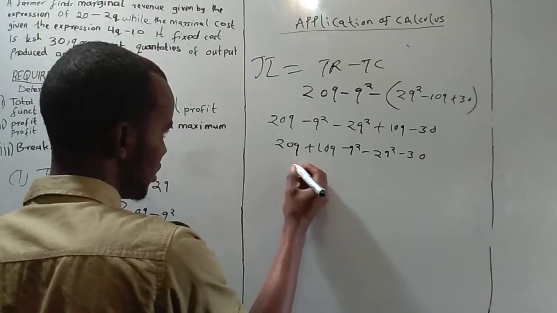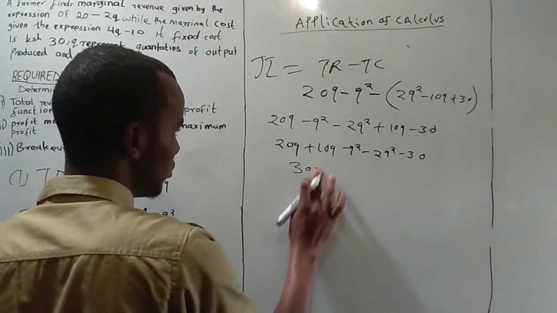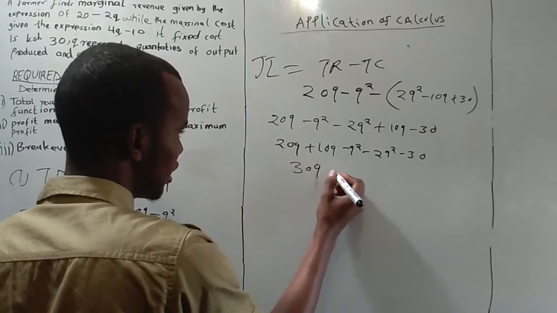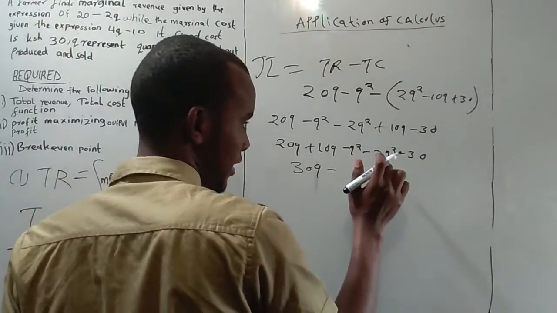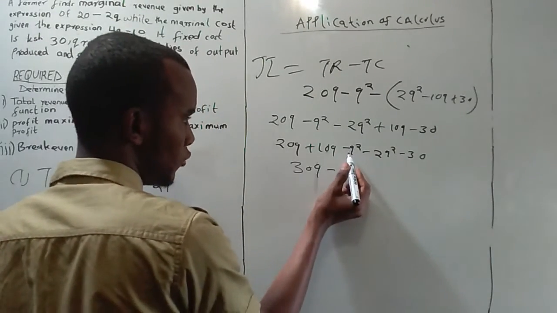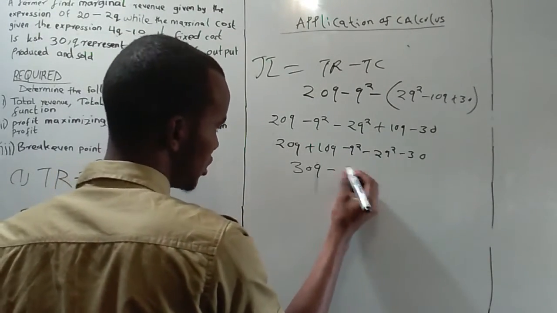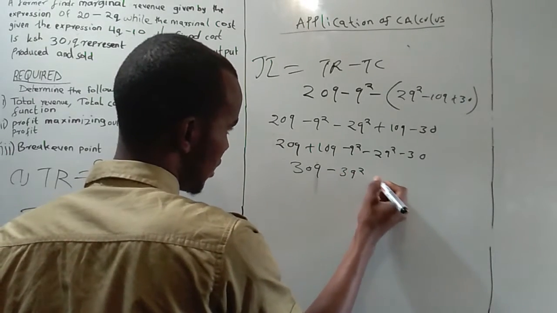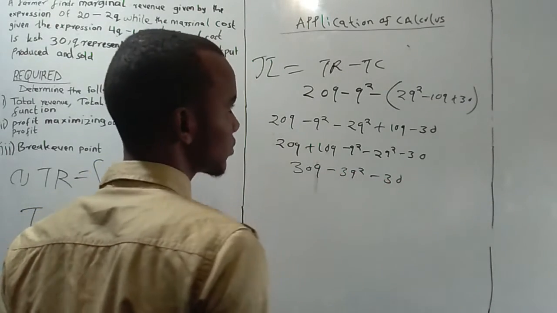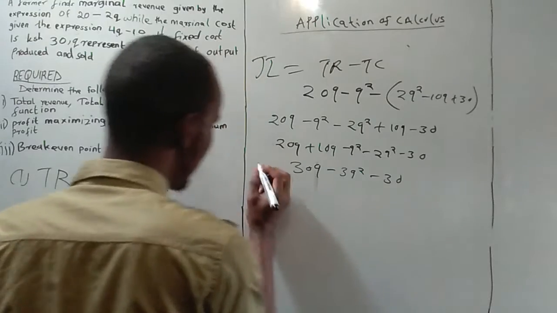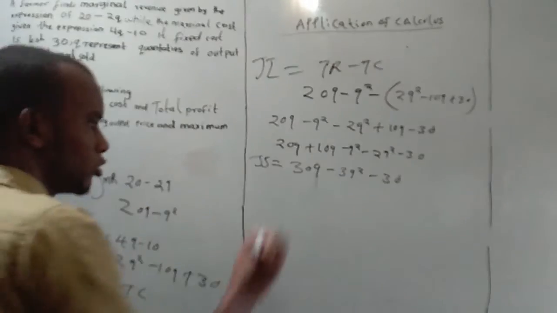20 plus 10, which is 30q. Minus 1 minus 2. Remember, there's a coefficient of 1 before q squared. Minus 1 minus 2, which is minus 3q squared, minus 30. And this is our profit function.